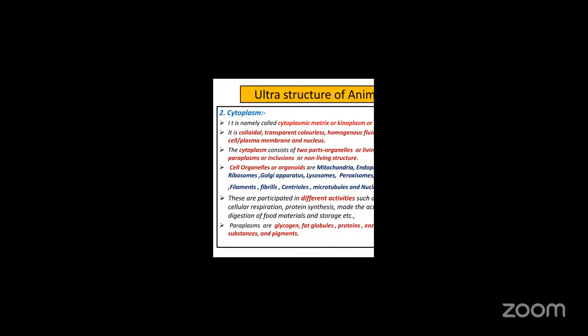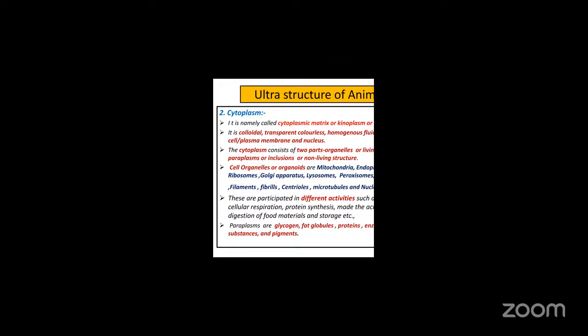I have already mentioned that the cytoplasm consists of paraplasm, also called inclusions, which are non-living structures, that is in the form of organic substances as well as inorganic substances, like carbohydrates, proteins, lipids, and all those things. And apart from that, it also has the organelles, which are the living structures.